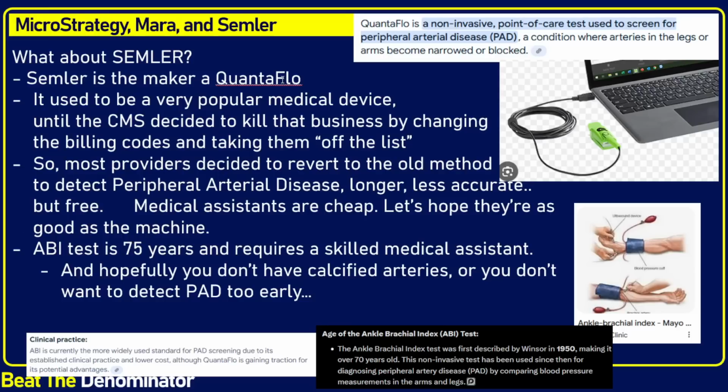So Semler is the maker of a device called QuantaFlow, which helps medical professionals assess whether someone has PAD, peripheral arterial disease, which is a common ailment. It's a little clip you put at the tip of the finger, and you can assess the disease via the computer. It used to be a very popular medical device, and I'll show you the stock from bottom to top. The stock did over a 50x.